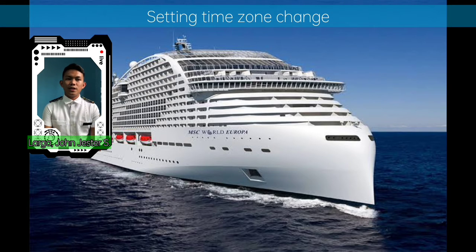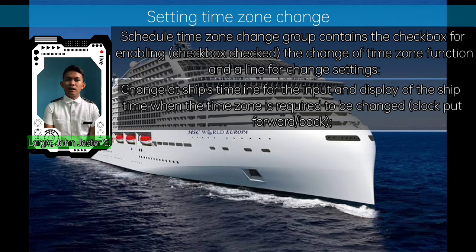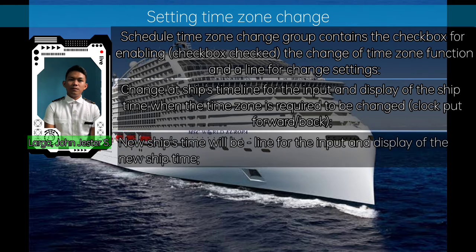3.7.2, setting time zone change. Schedule time zone change group contains the checkbox for enabling the change of time zone function and a line for change settings. Change at ship's time: line for the input and display of the ship time when the time zone is required to be changed. Clock put forward or back. New ship time will be line for the input and display of the new ship's time.